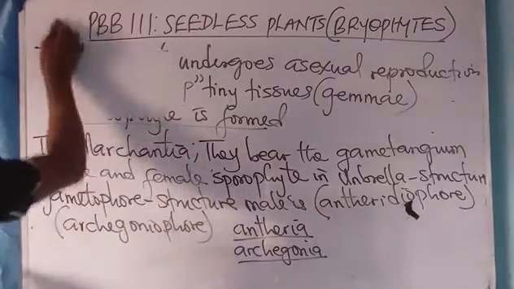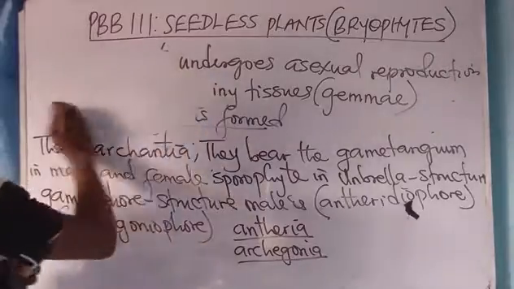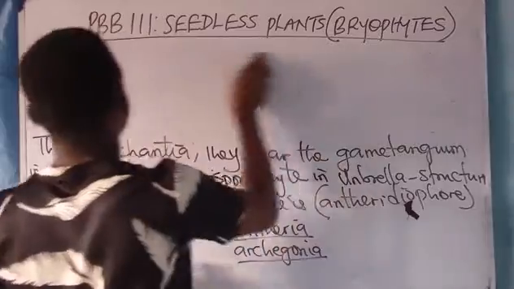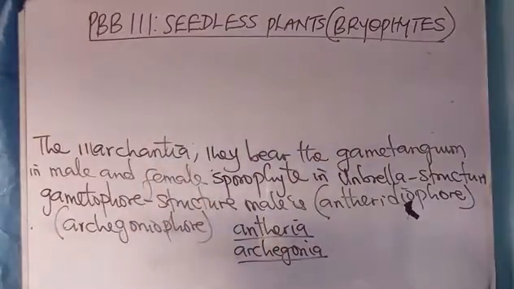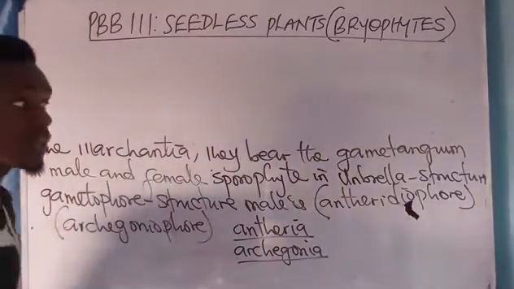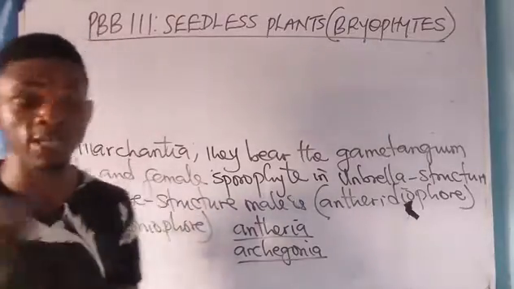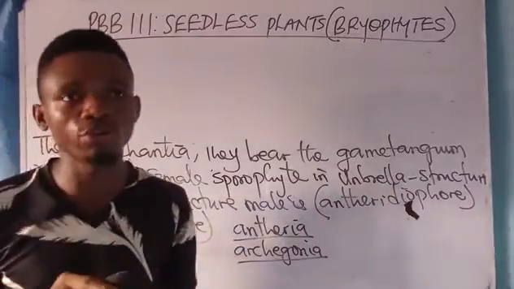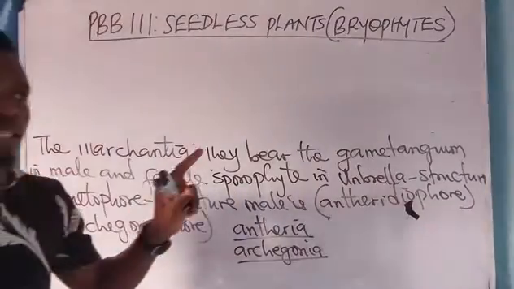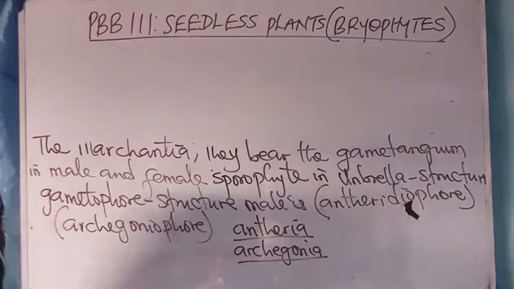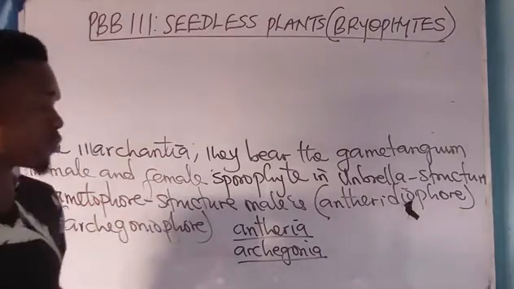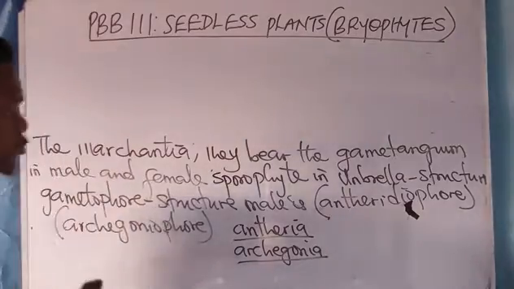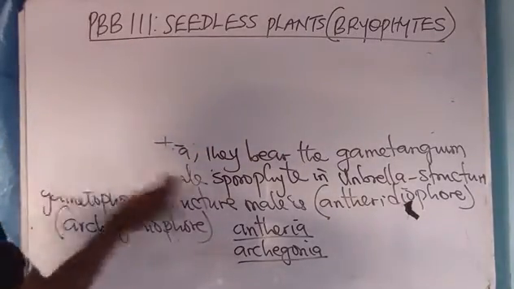It continues, we are not done. We've established the fact that the gametophore structure of the male and female organism are antheridiophore and what? Archegoniophore respectively. And we also said that the cup-shaped structure suspended by the antheridiophore is called what? Antheridia, while that of the female is called what? Archegonia, and it is what? A disc-shaped structure. Please take note of that.